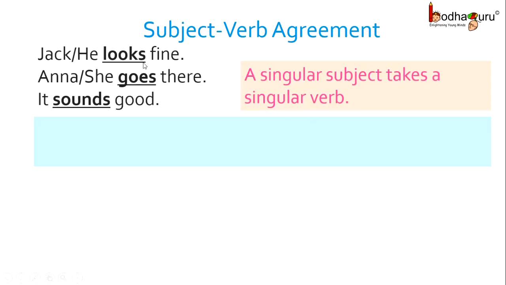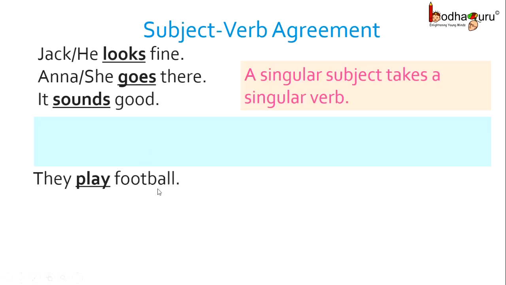So here looks is in singular form, sounds is singular, and they both take S to become singular. Go is in singular form and it takes es to become a singular verb.